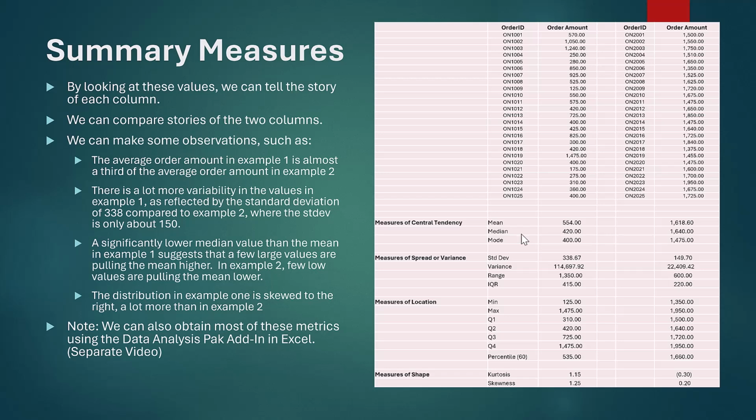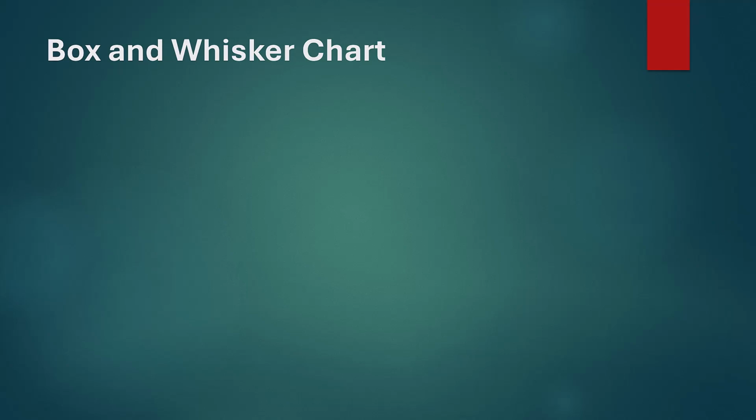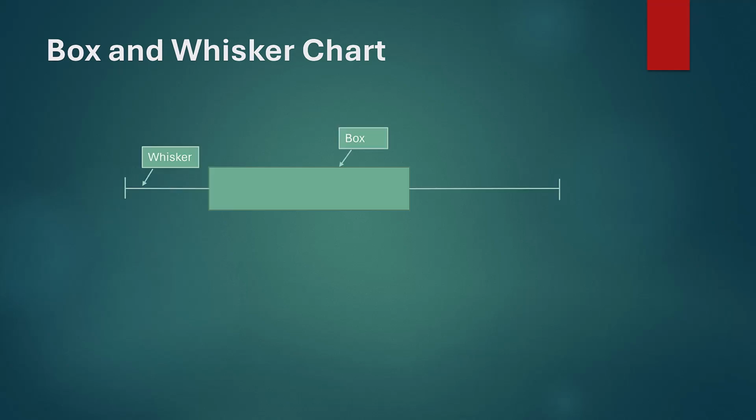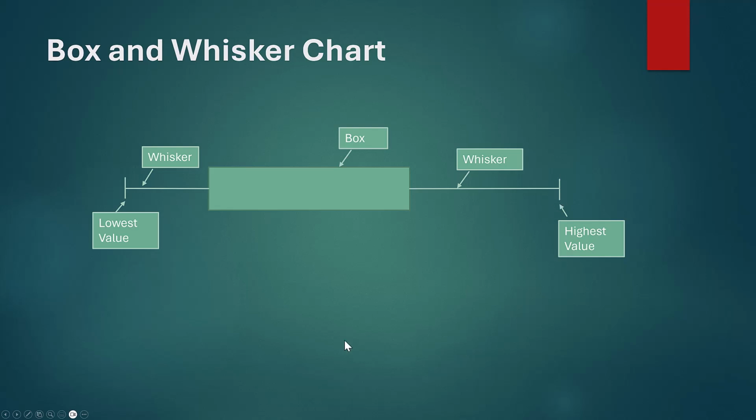What about the charts? Now remember, for an ungrouped continuous quantitative variable, we can draw a box and whisker chart. So what's a box and whisker chart? There's a box and two whiskers, one on each side. At the boundaries of these whiskers and this box, we have some critical values. The lowest value appears at the edge of this whisker. The highest value appears at the edge of this whisker.